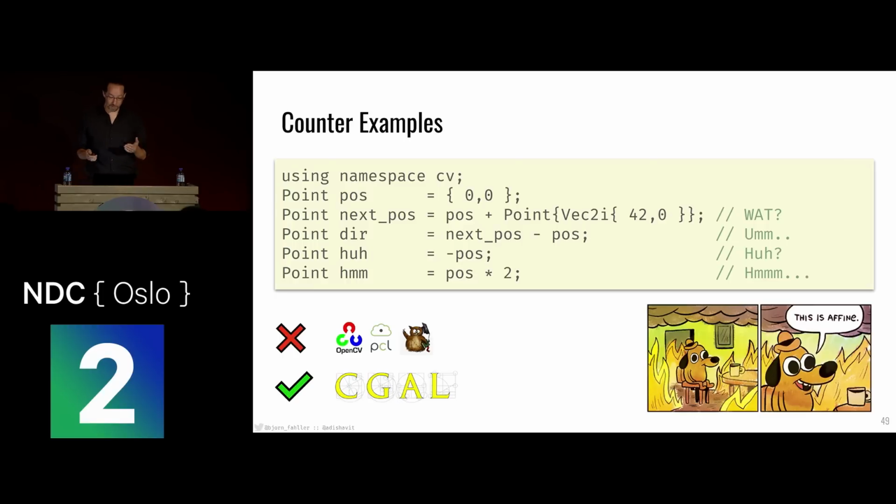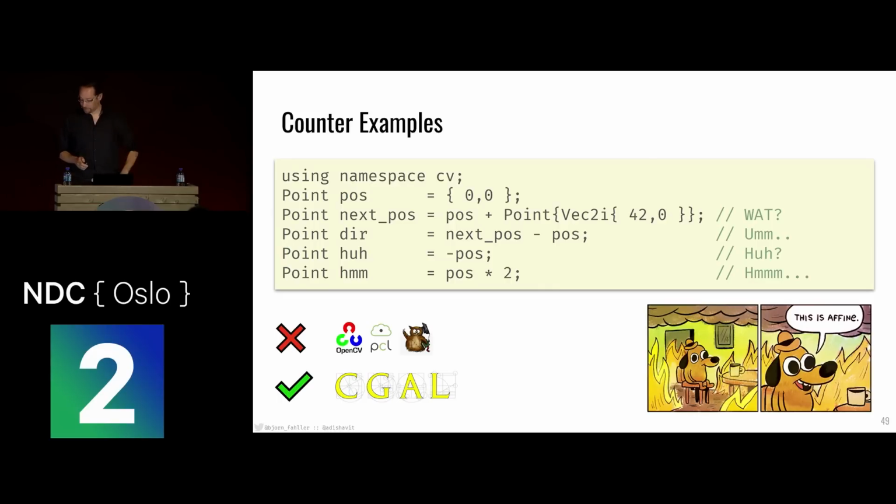And you can negate a point. Again, what does that even mean? Or scale it. Now, I'm not just going to pick on OpenCV, because PCL, the Point Cloud Library, probably one of the most popular libraries for working with point clouds and unstructured 3D data, also has this problem. And Eigen, which is an amazing linear algebra library, also basically totally ignores the distinction between points and vectors. However, the Computational Geometry Algorithms Library does make this distinction.